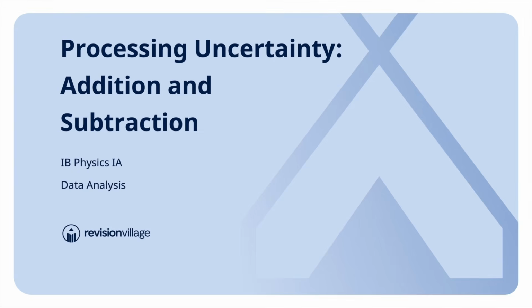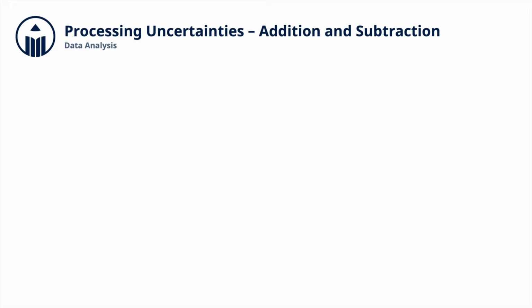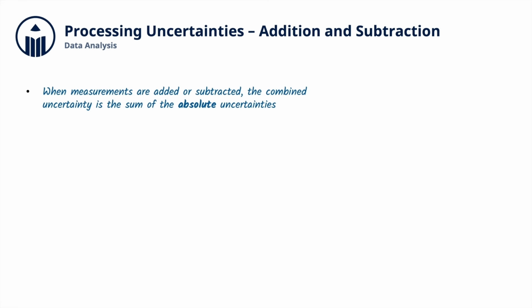This video will focus on processing uncertainties when values are added or subtracted. During the addition or subtraction of values, the rule here is that the uncertainty of the final value is the sum of the absolute uncertainty of each value.